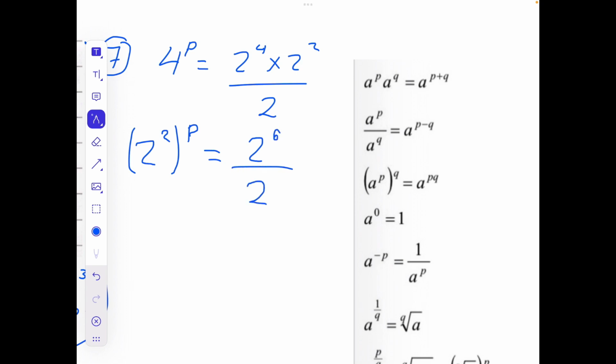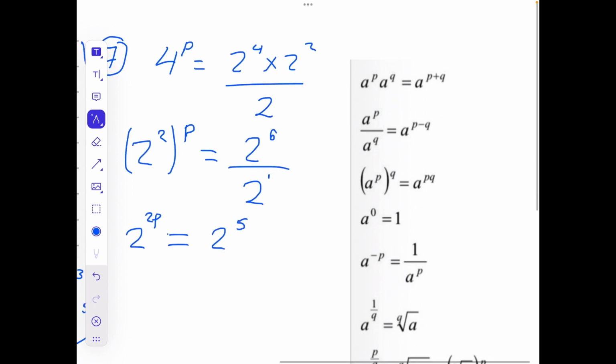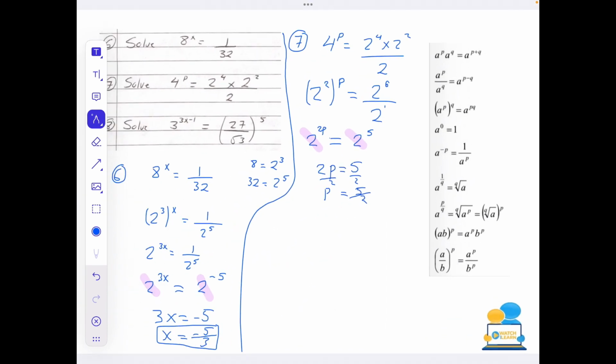Now, I like everything to have a power, so I can just put a 1 here. If you have 2, it's the same as 2 to the power of 1. If you have 10, it's 10 to the power of 1. So this will be 2 to the power of 2p, law 3. And then here we can subtract the powers because we're dividing, so it'll be law 2. So this will be 2 to the power of 6 minus 1, which will be 2 to the power of 5. And again, now we have our base is the same, so we know what to do from here. We get that 2p is equal to 5, so divide both sides by 2. p is equal to 5 over 2, or you could write that as 2.5 as a decimal if you want.